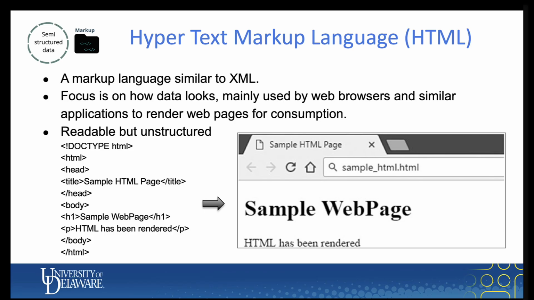Another example of semi-structured data is Hypertext Markup Language, or HTML. It still is a markup language similar to XML, however, the focus is on how data looks, and it is mainly used by web browsers and similar applications to render web pages for consumption. For example, browsers use markup tags to understand special instructions like tab formatting, positioning, hyperlinks, and so on, but only render the content to the end user to see.